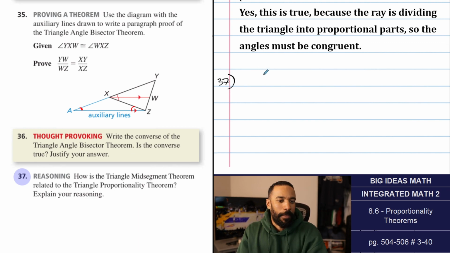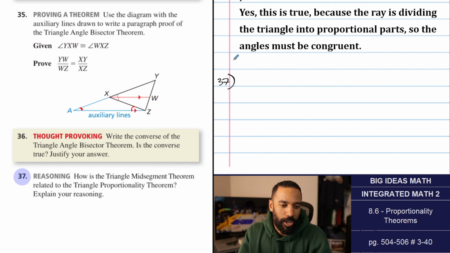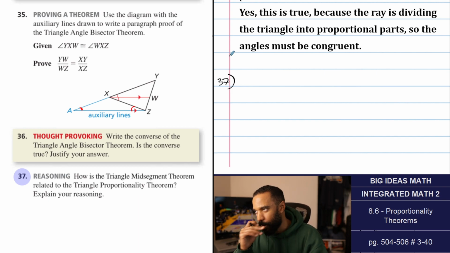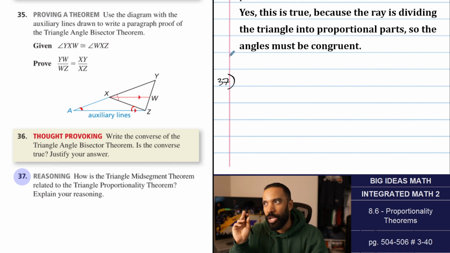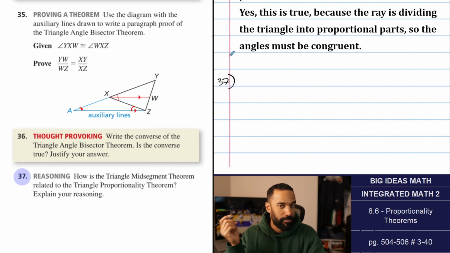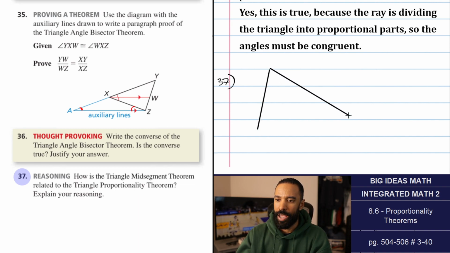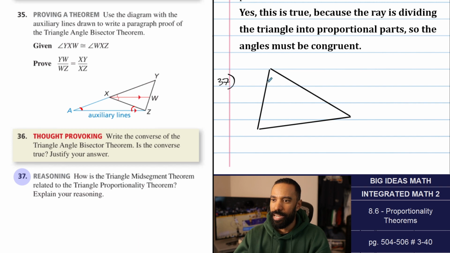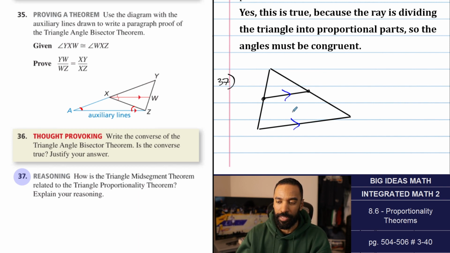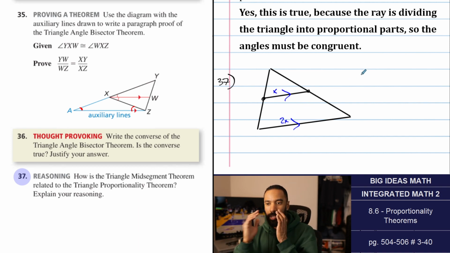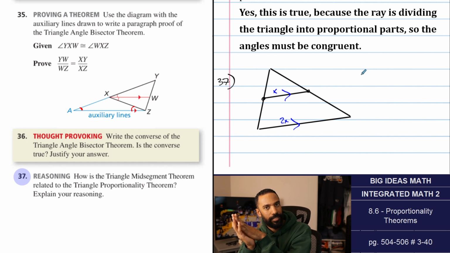Sorry. Reasoning. How is the triangle mid-segment theorem related to the triangle proportionality theorem? Explain your reasoning. Well, I brought this up really quickly before. The triangle mid-segment theorem is the triangle proportionality theorem, but for midpoints. If you don't recall the triangle mid-segment theorem, it's if you have a triangle, then its midpoints are in such a way that this is not only parallel, but this is also half of whatever this is. So there's a proportionality within that.